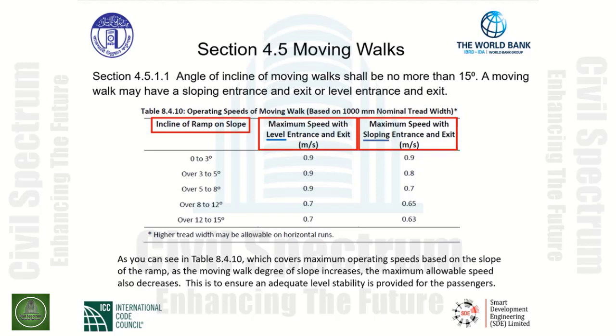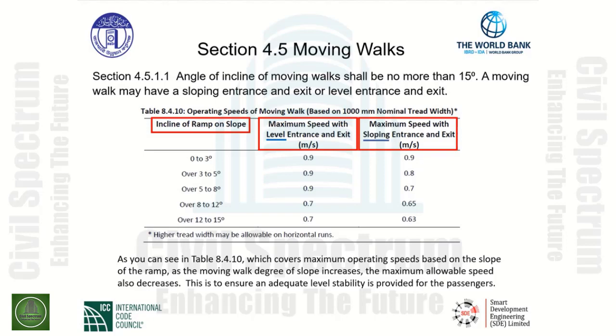The second column gives us the maximum speed with level entrance and exit, in meters per second, depending upon the incline of the ramp or slope. The last column gives us the maximum speed with sloping entrance and exit, again in meters per second. We can see the appropriate values for the maximum speed for the sloping entrance and exit.